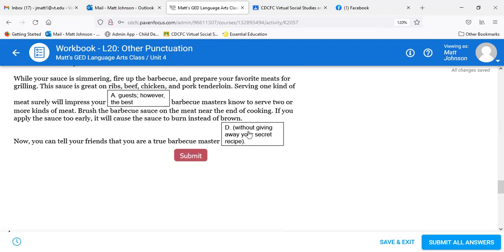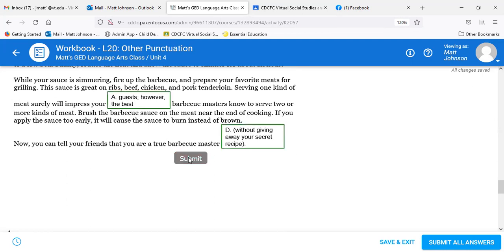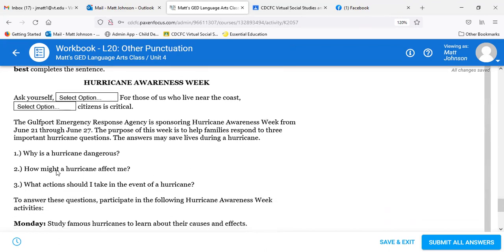Yeah. So we're separating out that little bit of information with the parentheses. So now you can tell your friends that you are a true barbecue master. We have a complete idea there. We're adding some additional information that doesn't quite fit with the sentence without giving away your secret recipe. Okay. And our last one here.